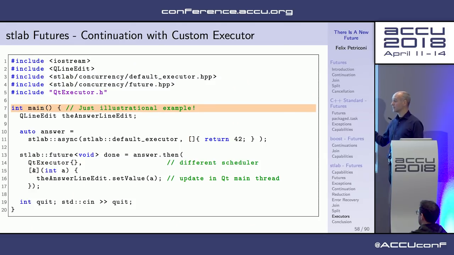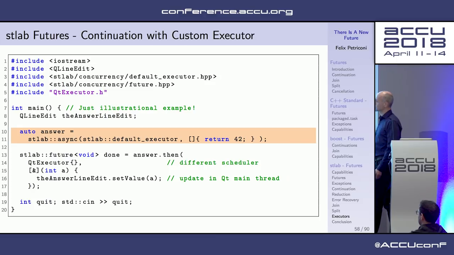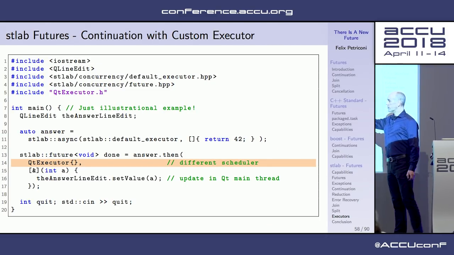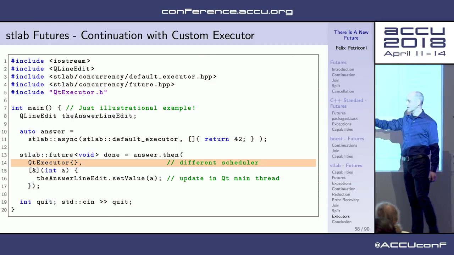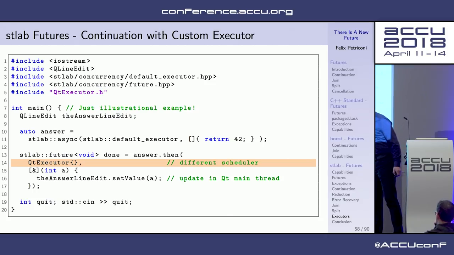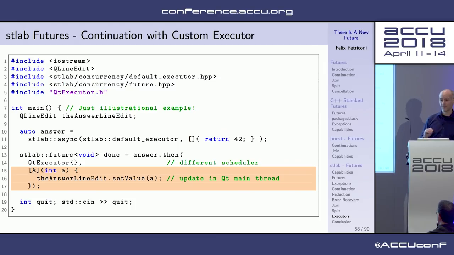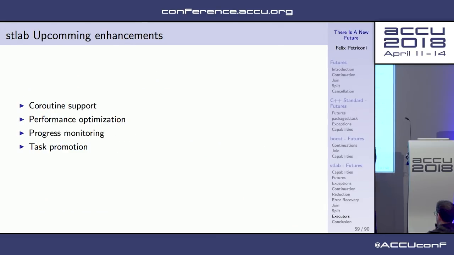This is more or less nonsense code, because this really doesn't work. I just want to illustrate how you can compose different executors. At the end, you have a line edit that you want to update when a certain result is there. So again, we calculate our answer, and we have a continuation. This continuation is not executed on the default executor, but on what I just called a Qt executor, which is a custom executor that executes the continuation in the main loop. Because updating the GUI outside of the main loop is not very wise on many platforms. You get very funny results. So in this case, on the thread pool, you do a calculation for 42, and then this is passed into the main loop, and there you update your GUI element.